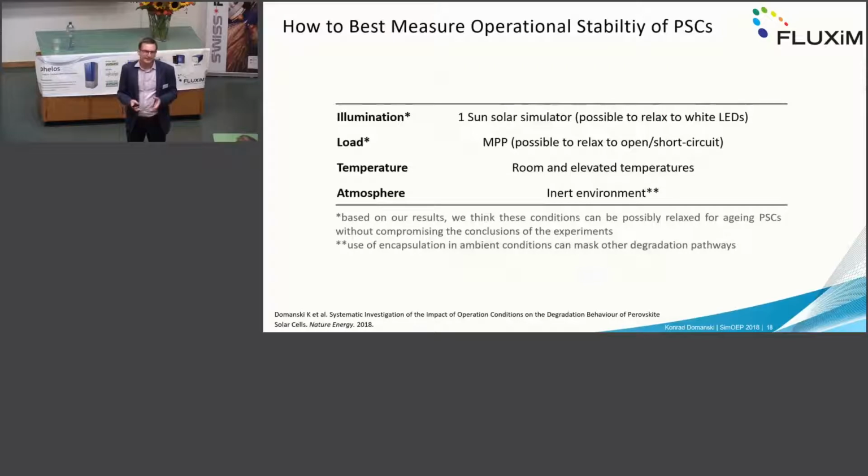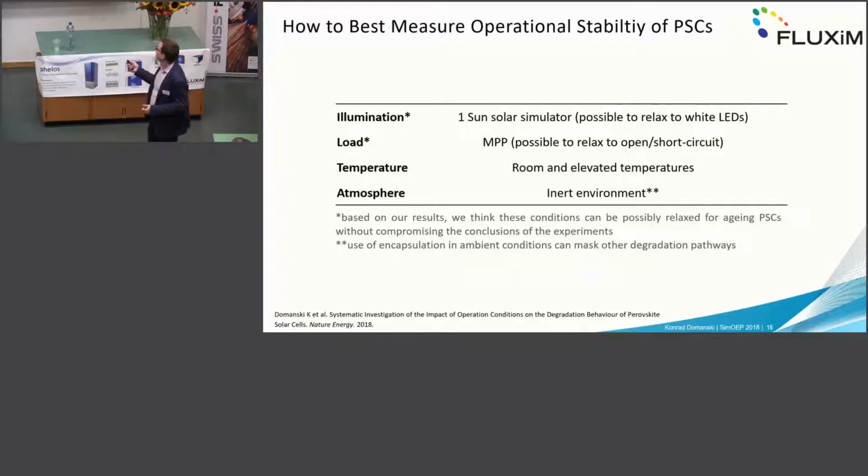remembering that the technology is still at early stages and it's not very well understood how those devices degrade. So it's a little bit of a conservative estimate. We think that one sun solar simulator is the best. Of course, this is the real illumination the solar cell has to withstand. But I think it should be possible to relax it to white LEDs, given that using a solar simulator is very tedious, and the light bulbs in solar simulators degrade on a similar timescale as your device, so it's really hard to measure like that.